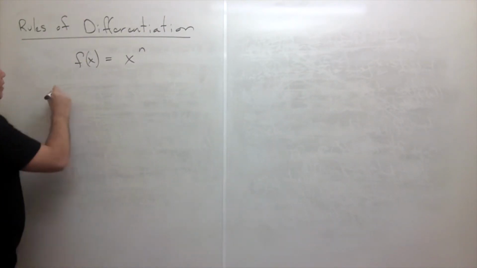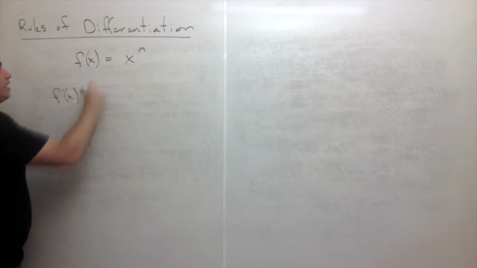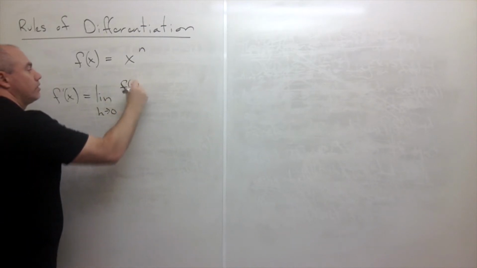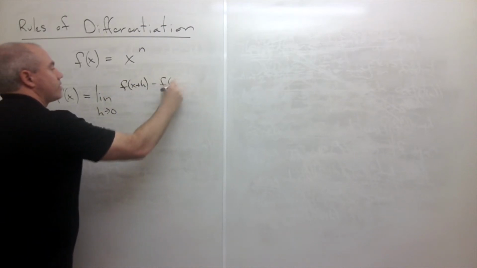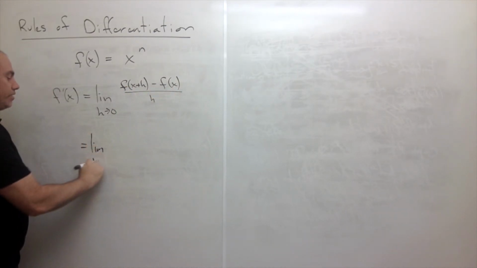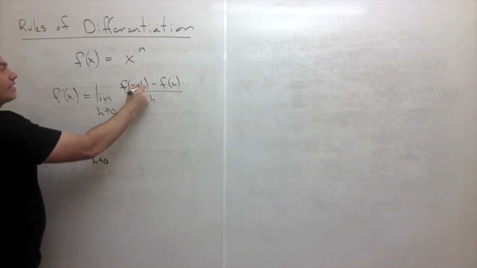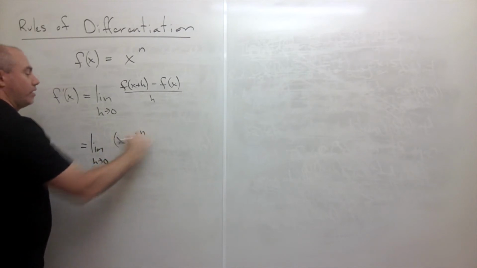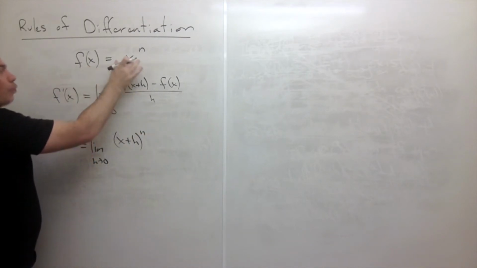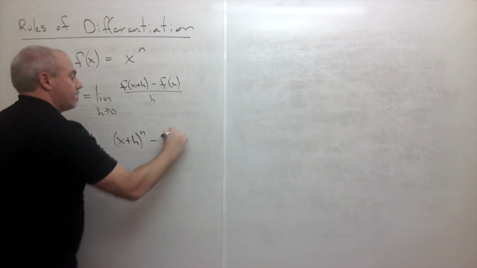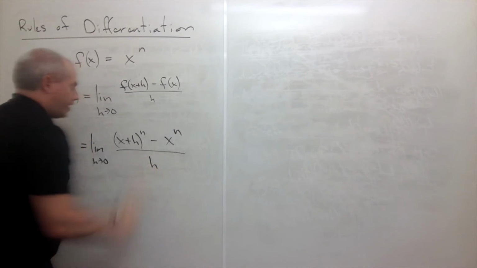And so if I want to find f prime of x, then I need to take the limit as h goes to 0 of f of x plus h minus f of x all over h. And in this case, that's the limit as h goes to 0 of f of x plus h, which is just x plus h to the nth power, because my function is whatever I plug in, in this case x plus h to the n, minus f of x, but f of x is x to the n, all over h.